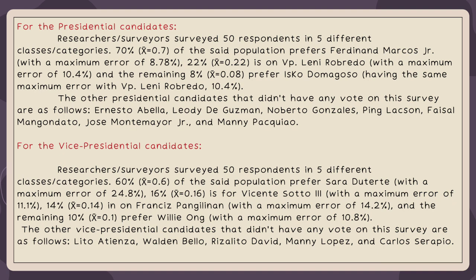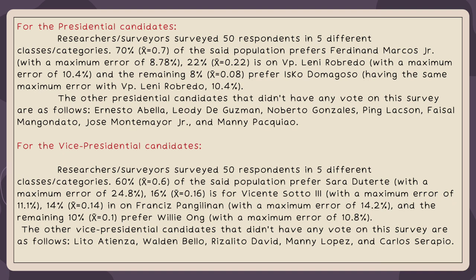For the vice presidential candidates, the researchers surveyed 50 respondents in 5 different classes. 60% of the said population prefers Sara Duterte with a maximum error of 24.8%. 16% of the population is for Vicente Sotto III with a maximum error of 11.1%. 14% in the population prefer Francis Pangilinan with a maximum error of 14.2%, and the remaining 10% prefer Willie Ong with a maximum error of 10.8%.